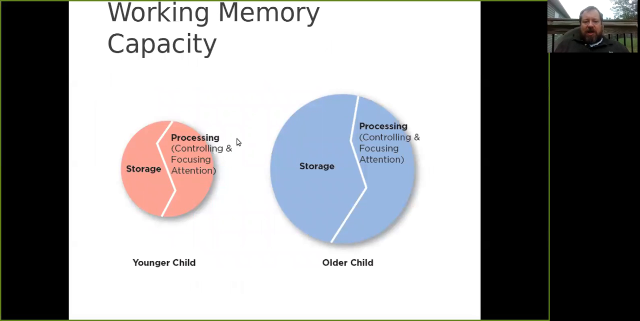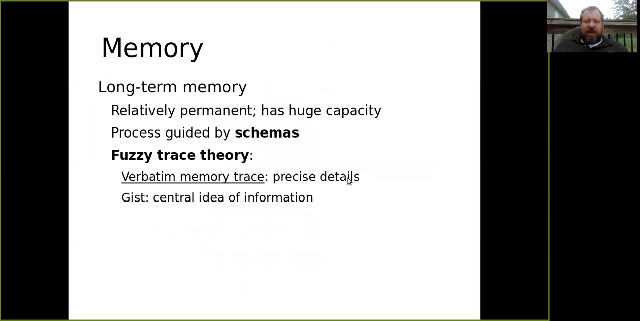This is just a sort of a depiction that our storage becomes bigger and our processing becomes faster as we grow. So there's that quantitative kind of change there. If we rehearse something in short-term memory, we may move it into our long-term memory. And long-term memory is thought of as being permanent. We may not always be able to retrieve that information out of there, but it's there if we have some way to link back to it.